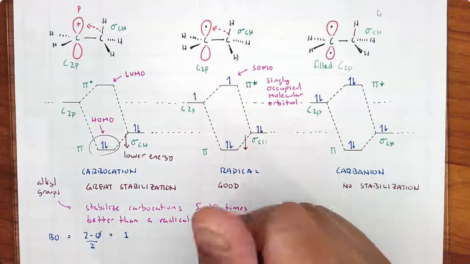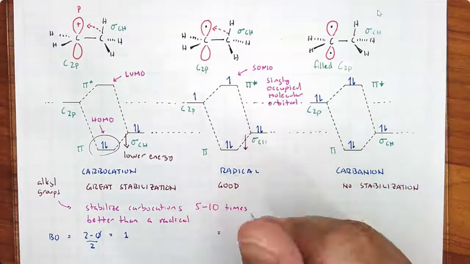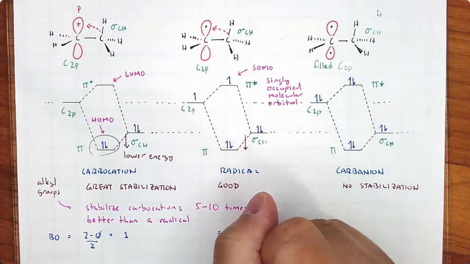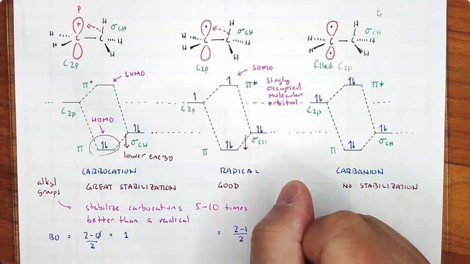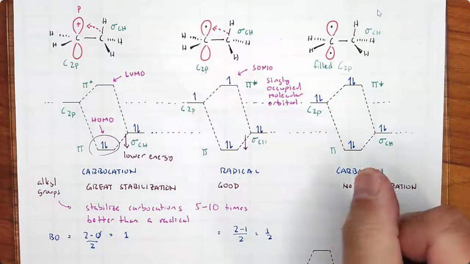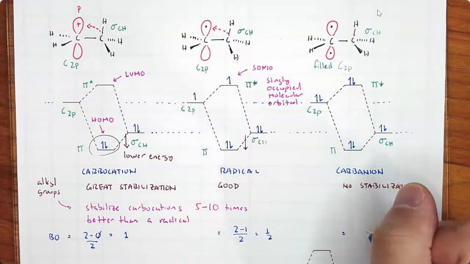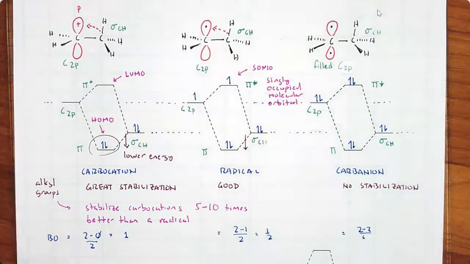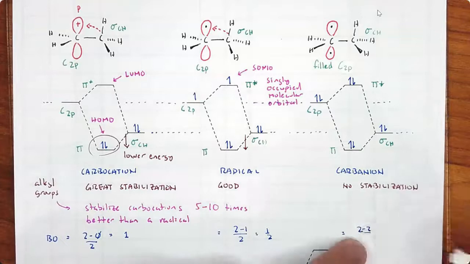For the radical, it has a bond order of what? 2 minus 1 divided by 2. That equals 1/2. And you notice that the bond order for the carbanion will be 2 minus 2 divided by 2, and that equals 0.